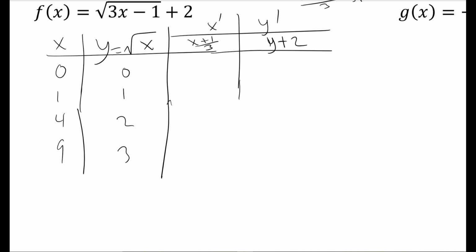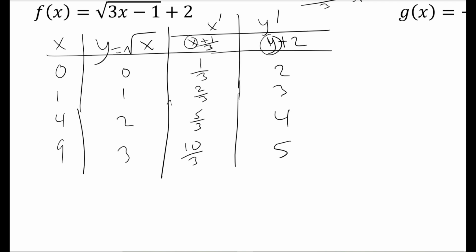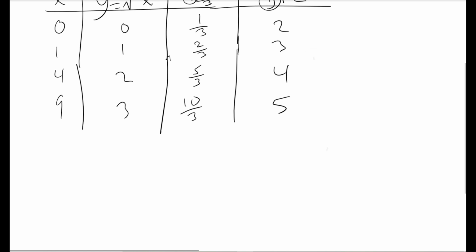All right, so now when x is 0, we're going to plug that in right here. So 0 plus 1 divided by 3, that's just 1/3. 1 plus 1 divided by 3, that's just 2/3. 4 plus 1 divided by 3, that's 5/3. 9 plus 1 is 10, so 10 divided by 3, that's just 10/3. Those are just fractions. You can convert those to decimals if you like. So now for the y coordinate, we're just going to plug that in and then add 2. 0 plus 2 is 2, 1 plus 2 is 3, 2 plus 2 is 4, and then 3 plus 2 is 5. Right, now we are ready to graph.